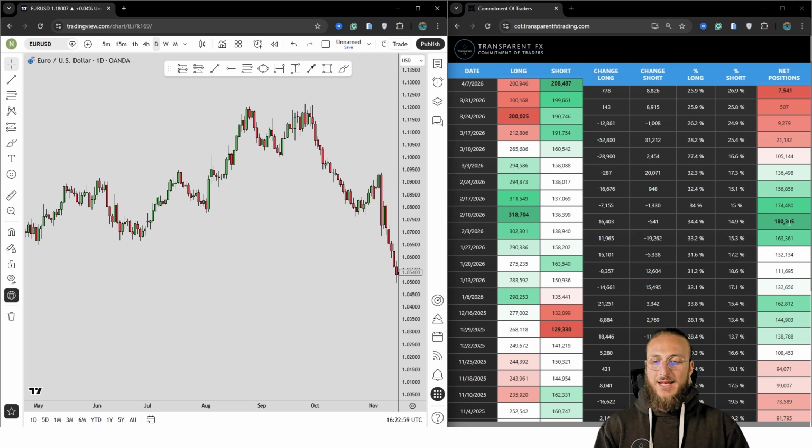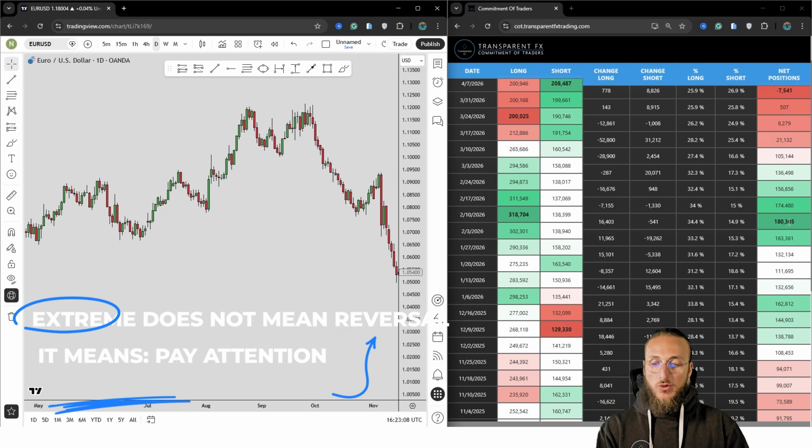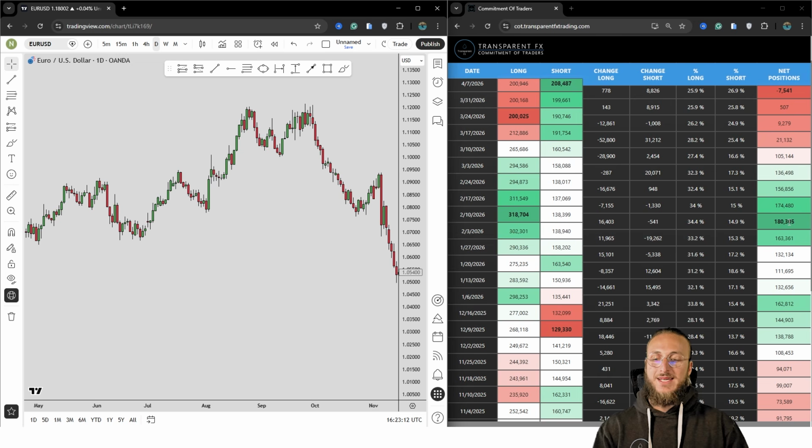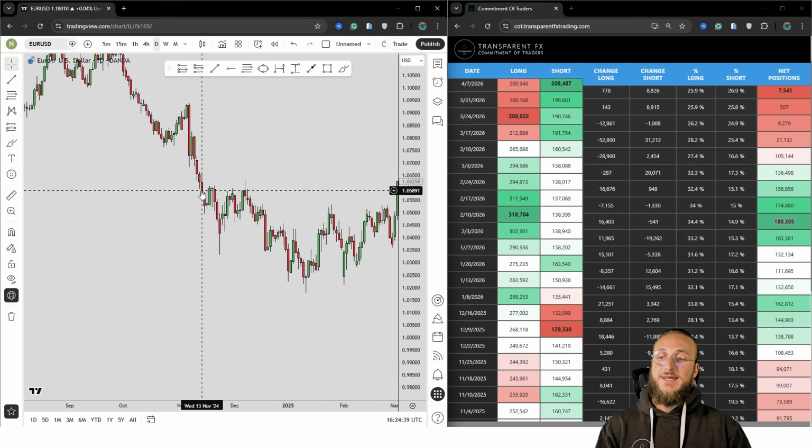I pay more attention and I start asking a different question. Is price still responding well to this positioning, or is the market beginning to struggle even though exposure is already stretched? And that is where it becomes interesting, because extreme positioning is not automatically a reversal signal, but it is absolutely a signal to become more alert. So when positioning gets stretched, I don't blindly fade it, but I definitely stop treating the move as clean and effortless. The third use is divergence.